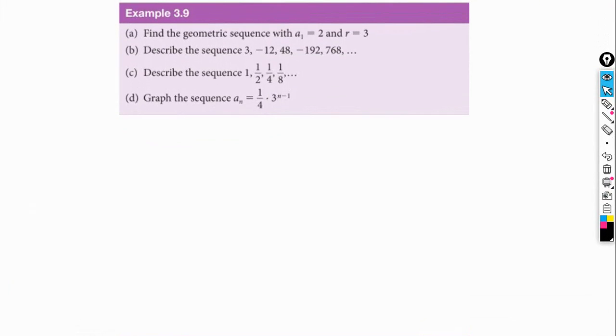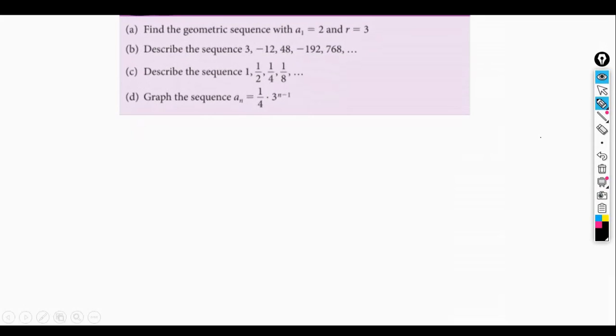So next we have example 3.9, and it says for part A, find the geometric sequence with the first term 2 and a common ratio 3. When they say find the geometric sequence, it means just write the sequence. So 2 would be the first term, 6, 18, 54, etc., right? That would be the sequence. And if they want a general term or to describe the sequence, we would say that the nth term is equal to 2 times 3 to the n minus 1.